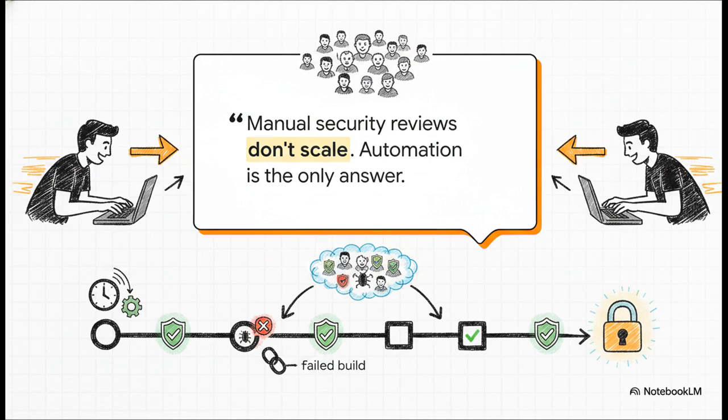Every single commit has to trigger a security check. You want to start strictly, fail the build on high-severity findings, and then adjust your rules as your team gains confidence. Automation is the only answer to ensure security is consistent and not just reliant on whether the security reviewer had a good cup of coffee that morning.